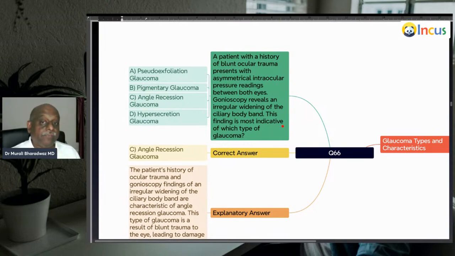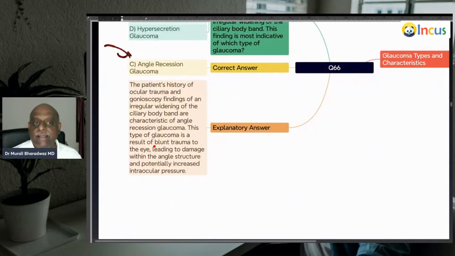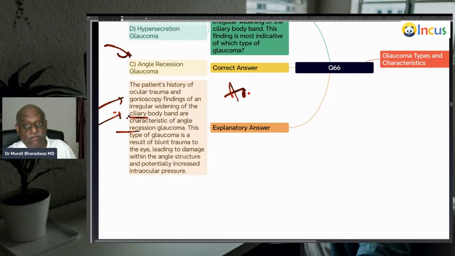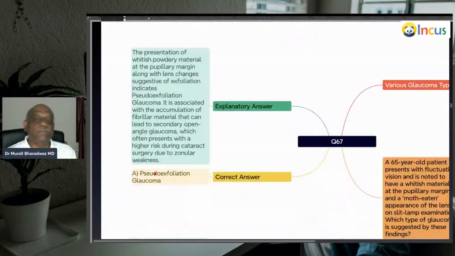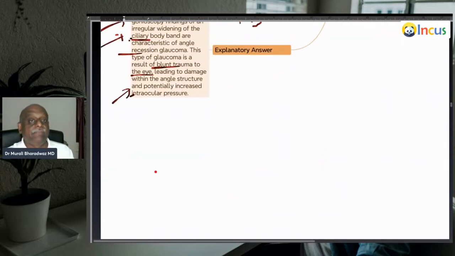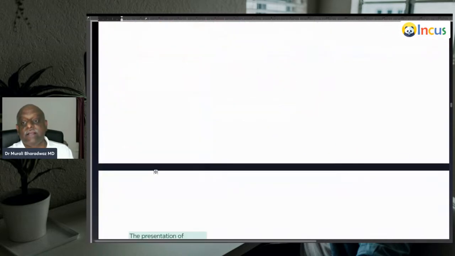So it is an angle recession glaucoma. So basically here, the patient has a history of ocular trauma, irregular widening of the ciliary body. All is indicative of what? Angle recession glaucoma. Commonly because of blunt trauma to the eye leading to damage in the angle structure and increasing the intraocular pressure because of the impairment of the drainage of the aqueous humor due to the angle's damage, is called angle recession glaucoma.